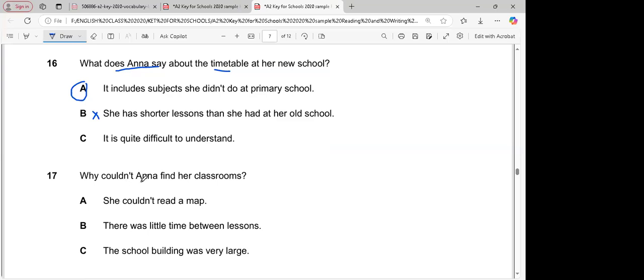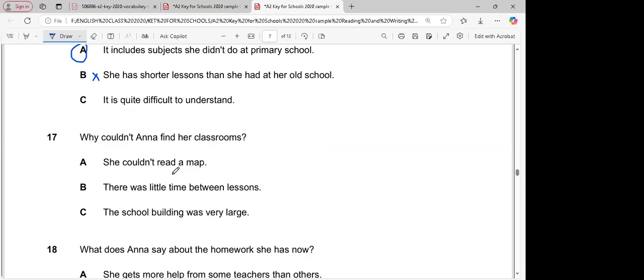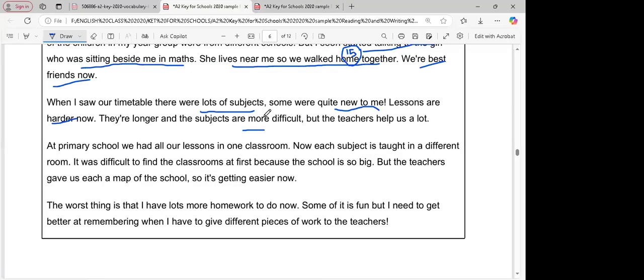17. Why couldn't Anna find her classroom? She couldn't read a map. There was little time between lessons. The school building was very large. Let's see the next paragraph.